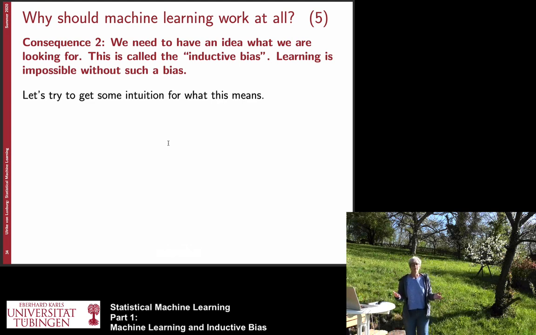The second consequence: we've said we are going to look for a simple function, but the more important thing is we need to have an idea what we are looking for. And this idea of what we're looking for is called the inductive bias of a machine learning system. As in the previous example, we need to say in advance, are we looking for a linear function or are we looking for a periodic function? This is our inherent knowledge on the data, on the phenomenon that we're trying to model. And this is called the inductive bias. I want to give you a bit of intuition what this really means.